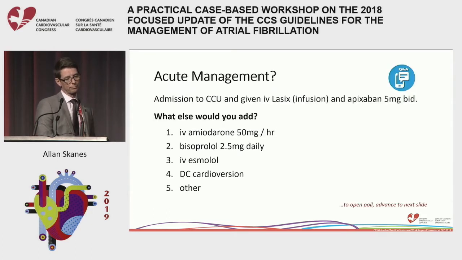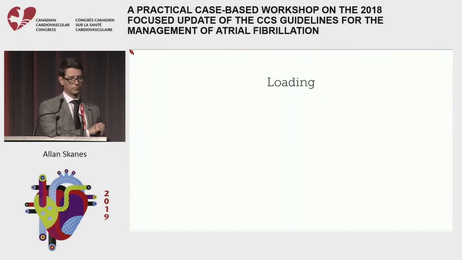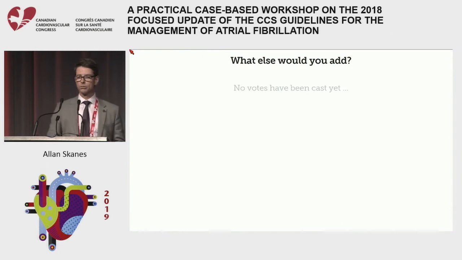So here's the question. She's admitted to the CCU. She's given IV Lasix. Those things are straightforward. She started on some apixaban. And then what else would you add to this lady's care? So she's fast, she's in congestive heart failure, and her blood pressure is about 95-ish. So I push one more. And you get to vote. Vote early, vote often.